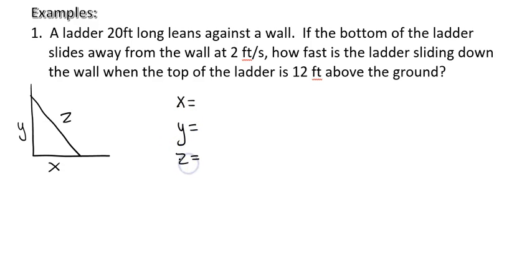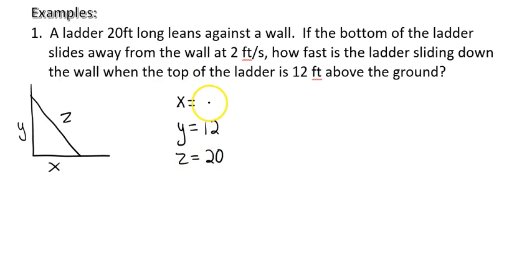We're going to look at it at the split second that that ladder is 12 feet above the ground. So at that split second when the ladder is 12 feet above the ground, that y is 12. The other thing that we know is that first sentence, the ladder is 20 feet long. So that z is 20 feet. And we're assuming it's a regular ladder, not an expanding ladder. And so we know those two things.